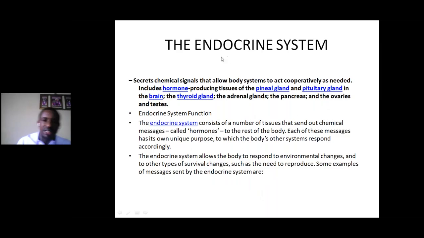So let's look at another important system in the body. It's called the endocrine system. The endocrine system is a very important system. As I mentioned last week, it's like a system in the background. The endocrine system is responsible for what? Producing hormones.